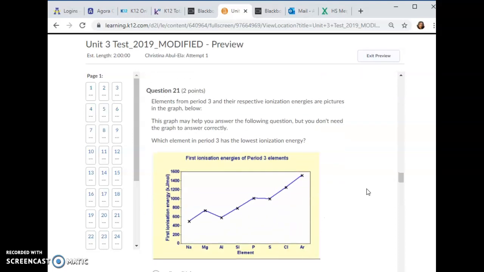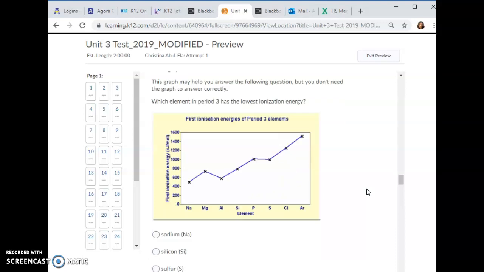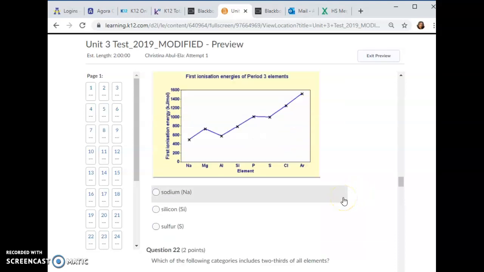Question 21. Elements from period 3 and their respective ionization energies are pictured in the graph below. This graph may help you answer the following question, but you don't need the graph to answer correctly. Which element in period 3 has the lowest ionization energy? Sodium, silicon, sulfur.